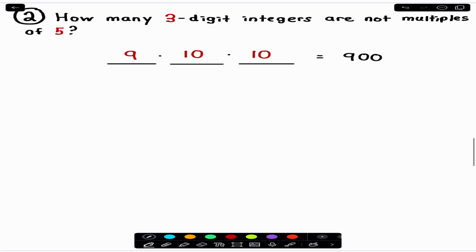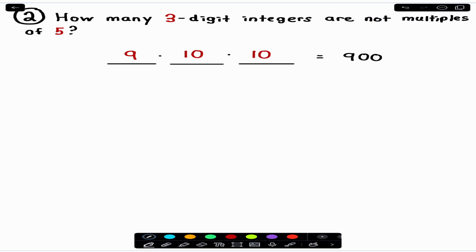So now let's count how many of them are multiples of 5. The way we're going to do that is we're going to start off by asking ourselves, what's the smallest 3-digit integer which is a multiple of 5? And then we're going to ask ourselves, what's the largest 3-digit integer which is a multiple of 5? And then everything else in between will be counted. So then we just need to find out how many numbers there are.